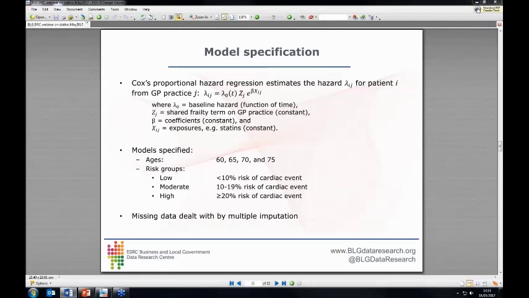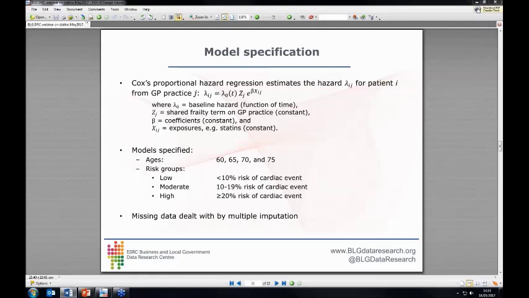Separate models were developed for each age and for each cardiac risk group. The ages were 60, 65, 70, and 75. The cutoff values for the risk groups were the current and former risk threshold at which to prescribe statins. Thus, the risk groups consisted of patients with a cardiac risk of smaller than 10%, 10 to 20%, or 20% and greater.